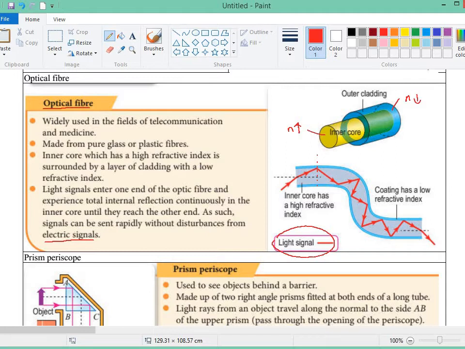There is no interference from electric signals and magnetic fields, and it can also travel faster because it is light. Light has the highest speed. Nothing can travel faster than light. The speed of light is the fastest in the universe.